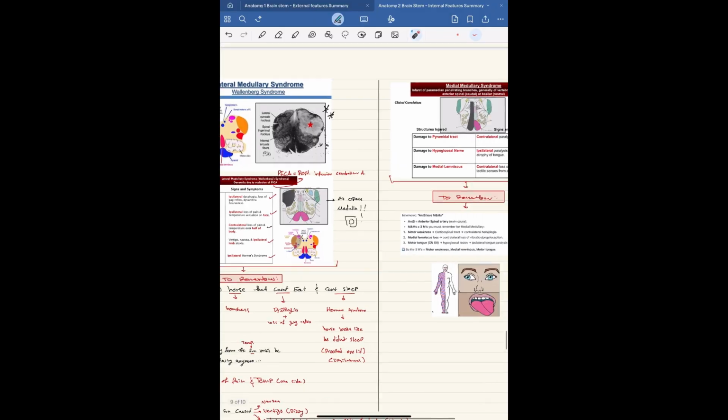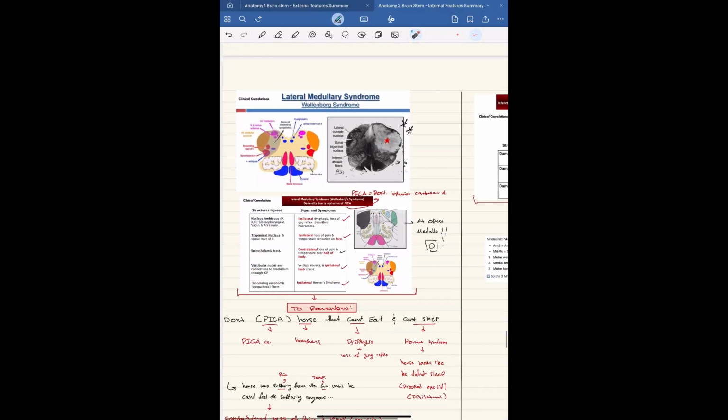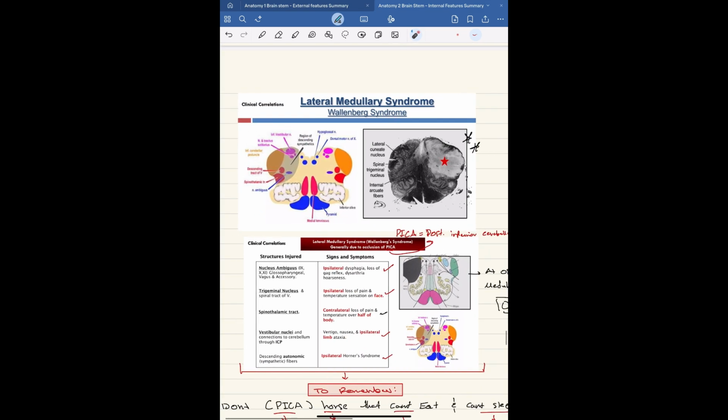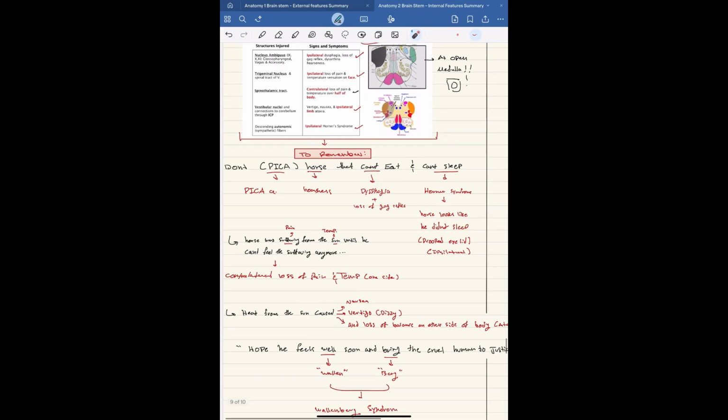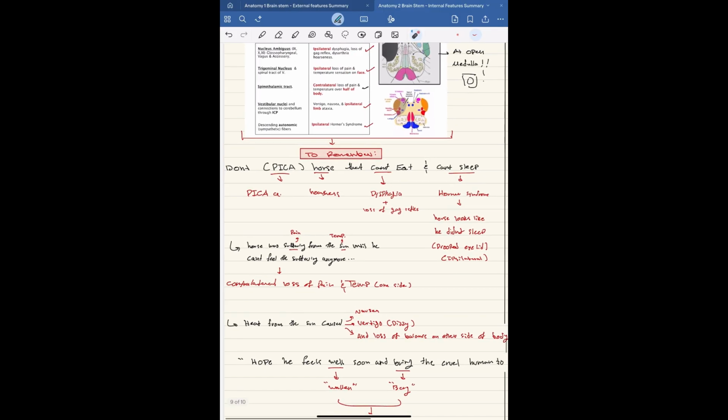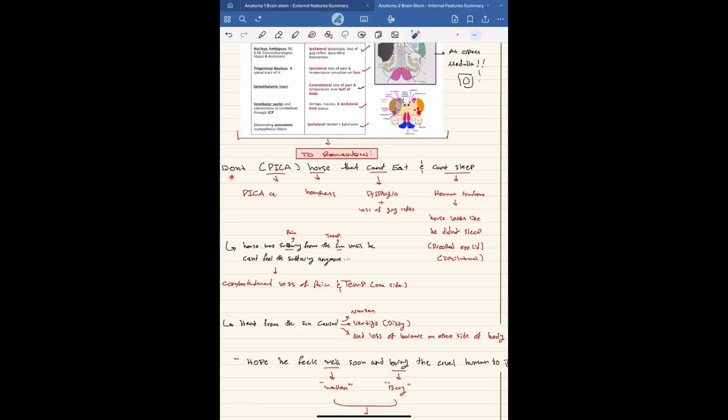Okay, finally, and that's the final part of this video, you have the syndromes, which is called the lateral medullary syndrome, also known as Wallenberg syndrome. See the lesion? Pay attention to it. How I remember everything about it: I just used this mnemonic I found from last year's notes, and I enhanced on it. So it says don't pick on a horse. So don't pick a horse that can't eat and can't sleep. And basically don't bully a horse.